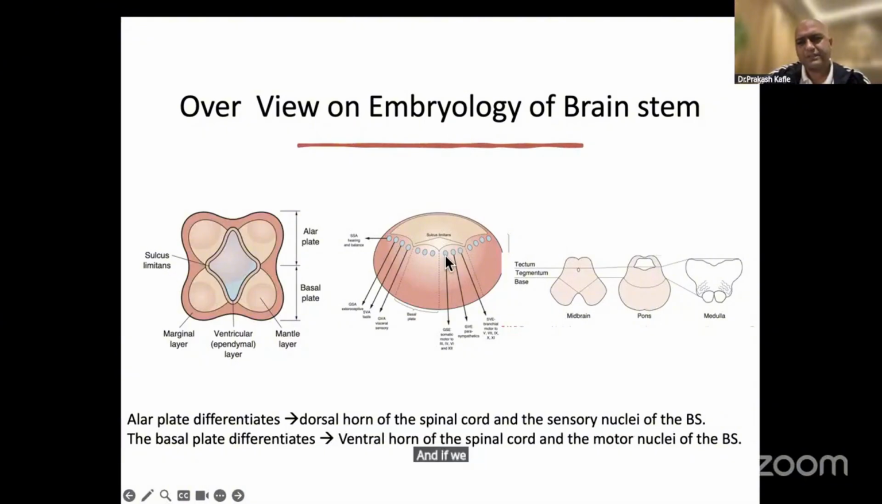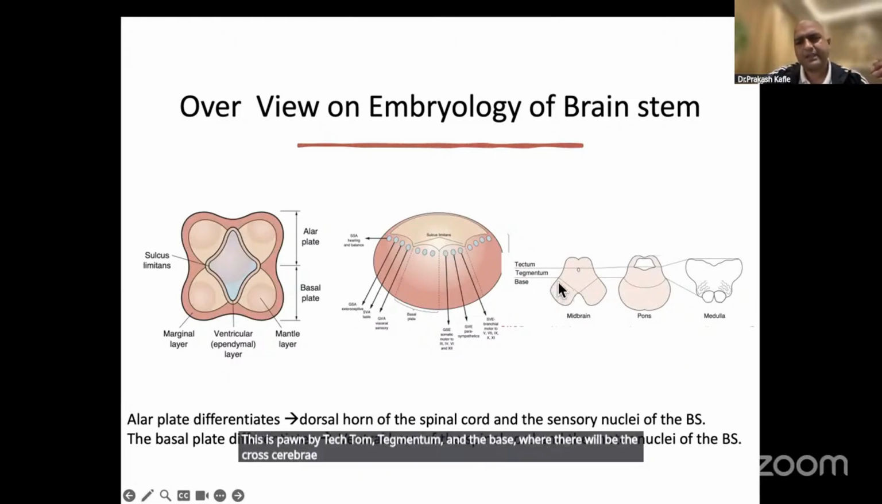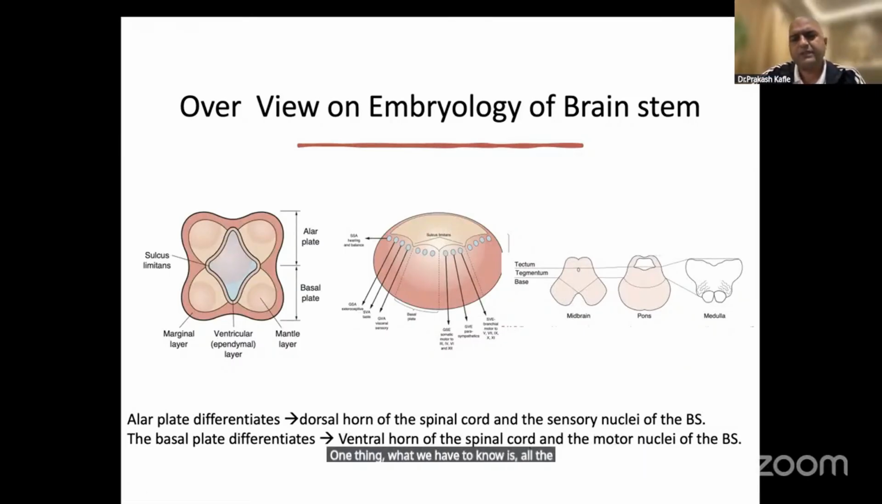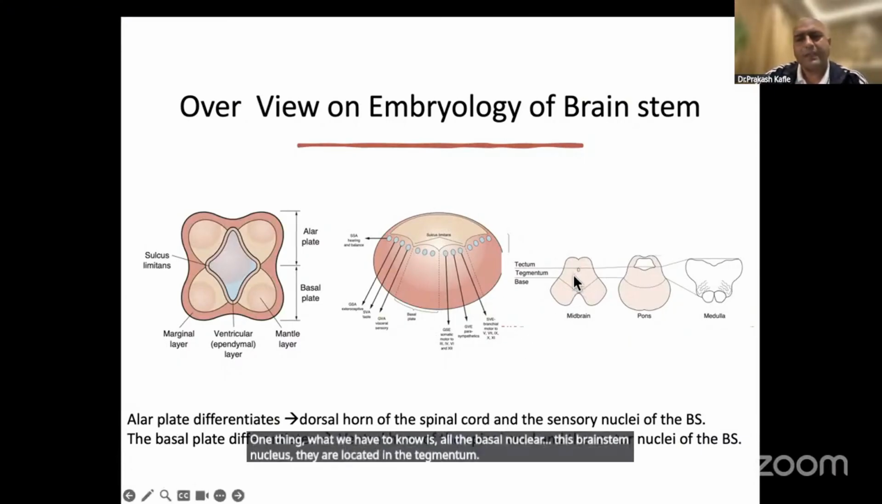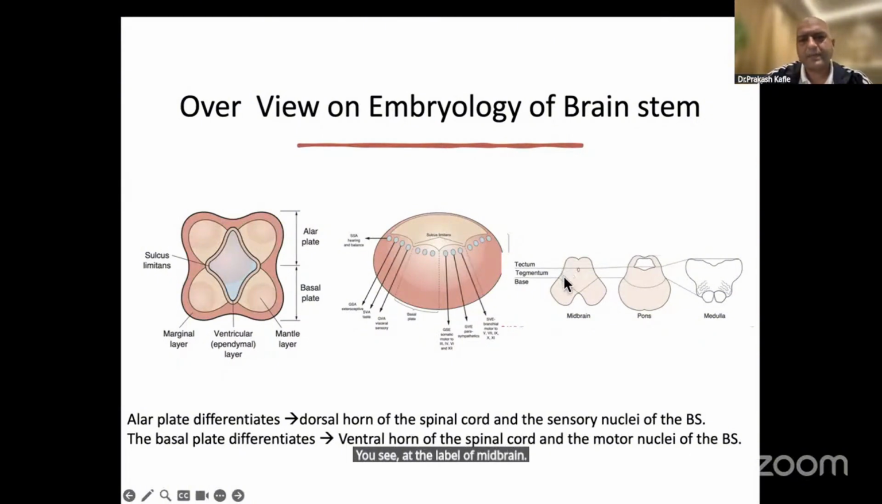And if we see the cross section, what happens? This is formed by the tectum, tegmentum, and the base, where there will be the crus cerebri and substantia nigra at this level. One thing we have to know is that all the basal nuclei, the brainstem nuclei, are located in the tegmentum. You see at the level of the midbrain, the tegmentum occupies this area, from this cerebral aqueduct up to this interpeduncular area. If we go down, then the tegmentum comprises this whole area.